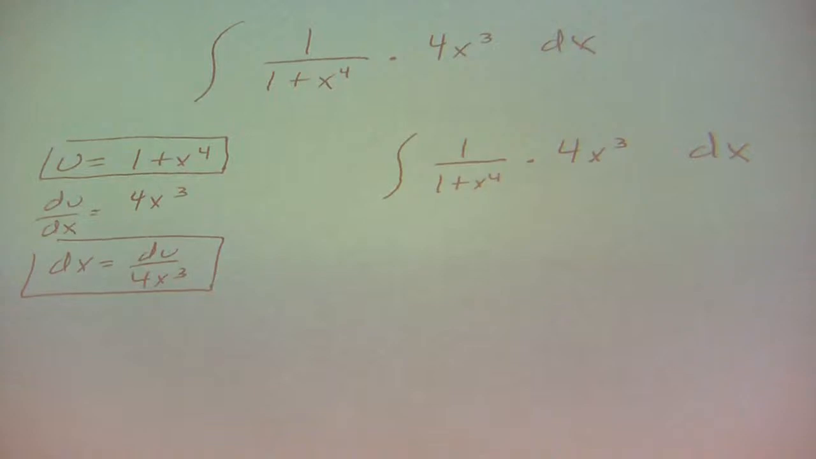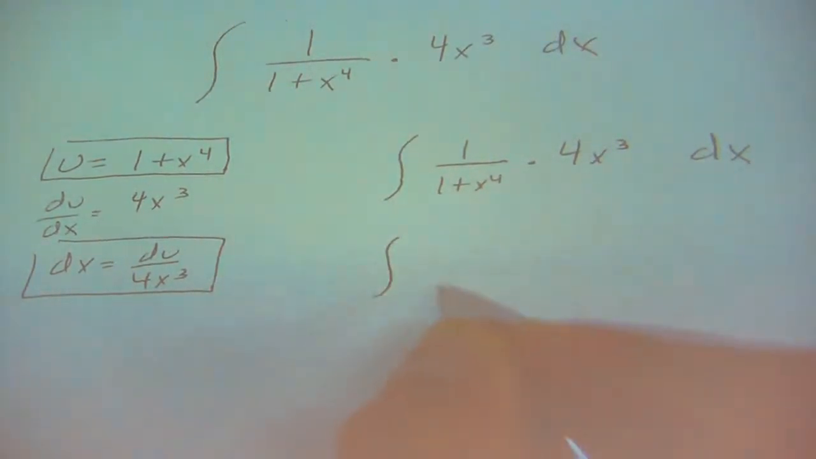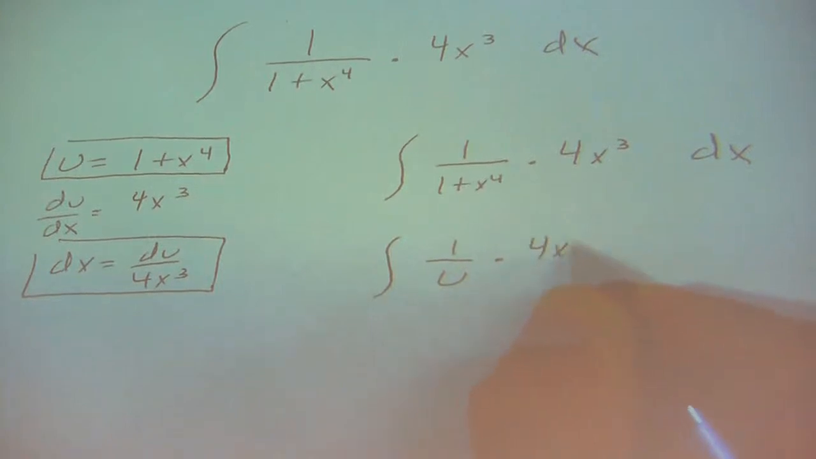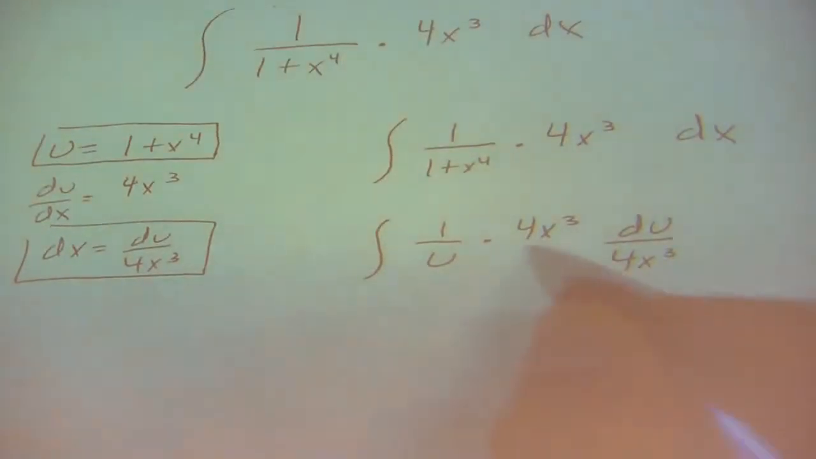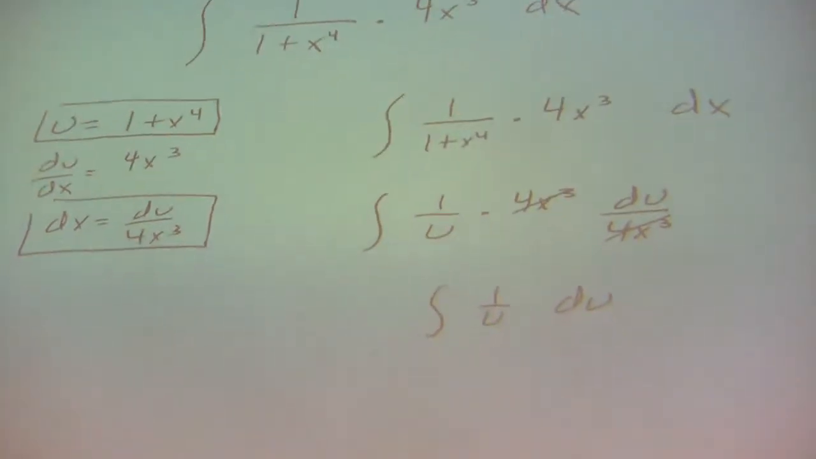Okay, if you did the substitutions correctly, this will be 1 over u times 4x to the third du over 4x to the third. Did everybody do the substitutions correctly? Any questions? Cross out, it becomes 1. I have the integral of 1 over u du. Stop there. Any questions so far?